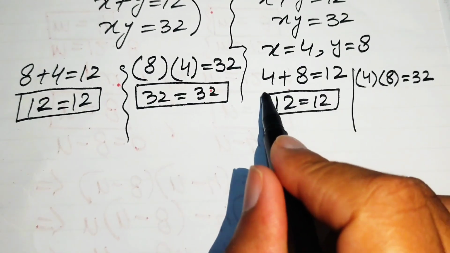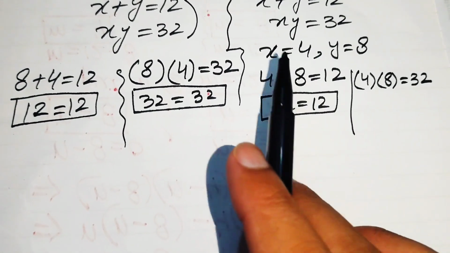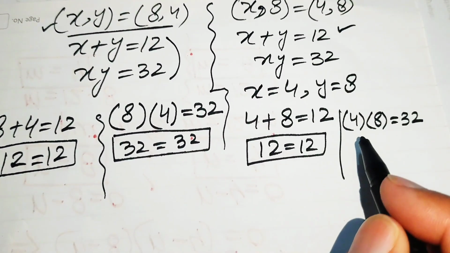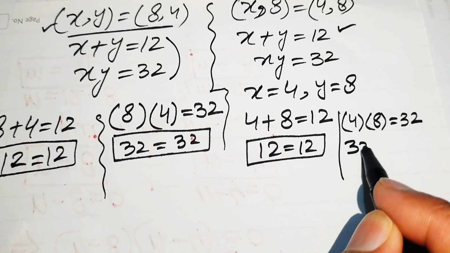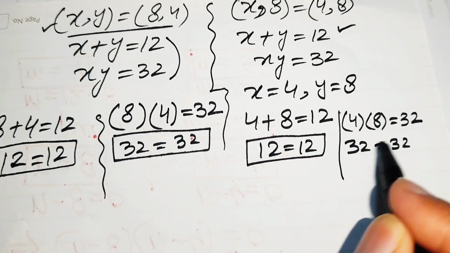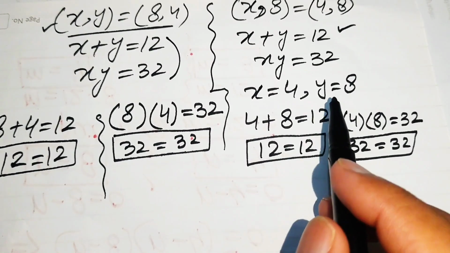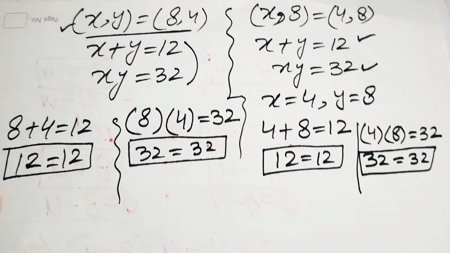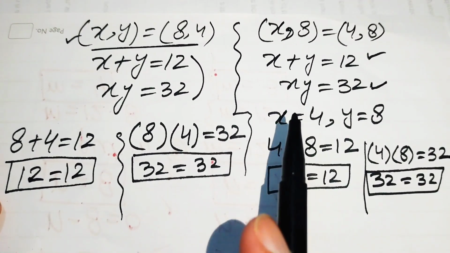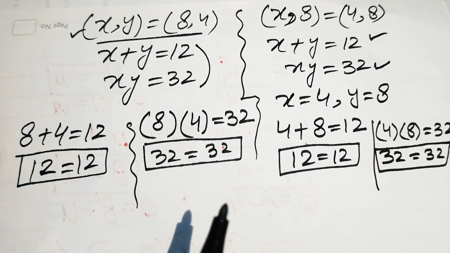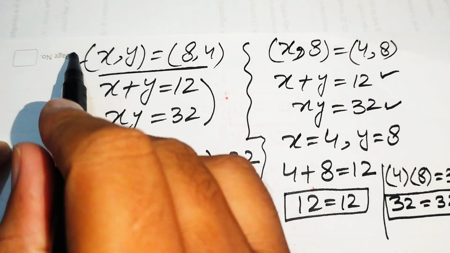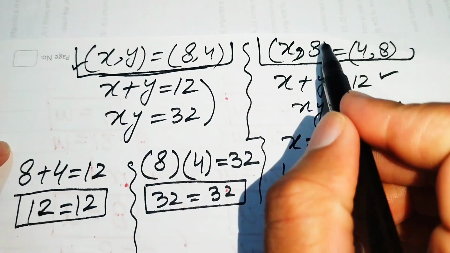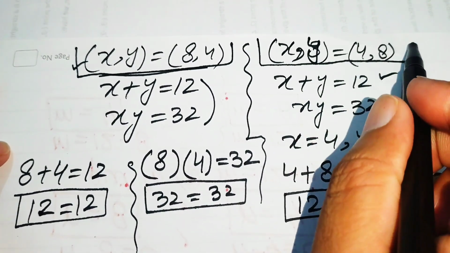So this shows that the values of x and y satisfy the first equation, and now we check the second equation. So 4 eights are 32, equals 32. So this shows that these values of x and y satisfy the second equation as well. So it means that x and y satisfy both of these equations. So finally we conclude that the value of (x, y) is (8, 4) and the value of (x, y) is (4, 8).